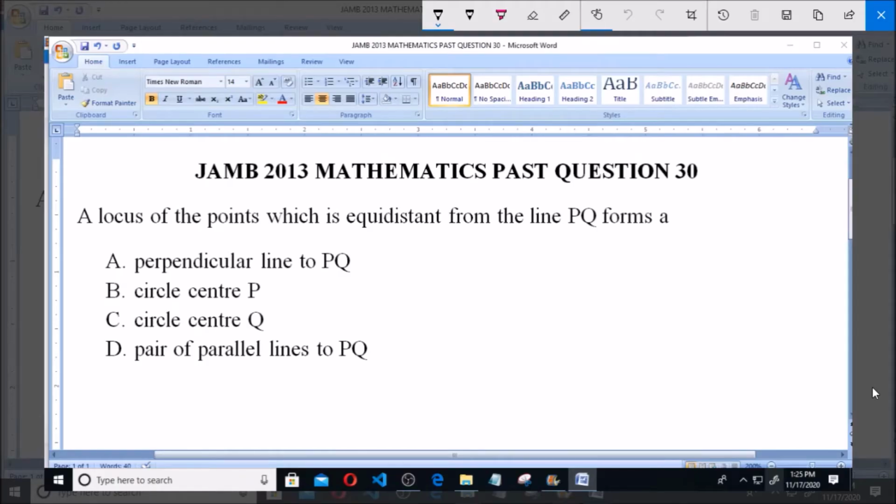I'll be answering JAMB 2013 Mathematics Past Question 30. A locus of the point which is equidistant from the line PQ forms: A, perpendicular line to PQ; B, circle with center P; C, circle with center Q; and D, pair of parallel lines to PQ.